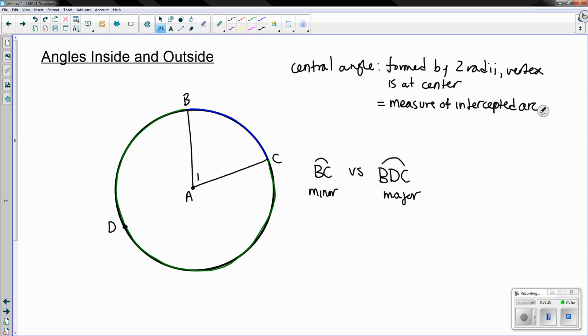And you can see that the major arc should be equivalent to the measure of this angle, called angle 2, on the other side of angle 1. That is still a central angle, still formed by two radii. So for arc notation, two letters is minor, three letters is major. What is a central angle? It's equivalent to the measure of the intercepted arc. That's a piece that's going to become very important for the next type of angle we're going to look at.